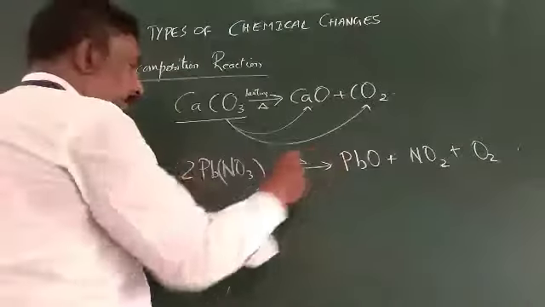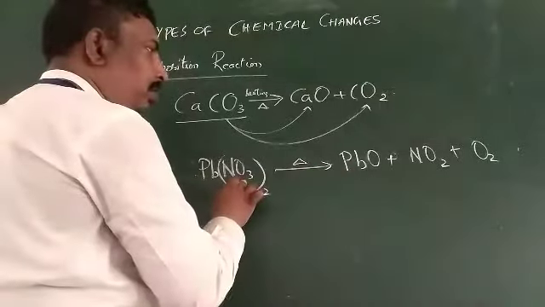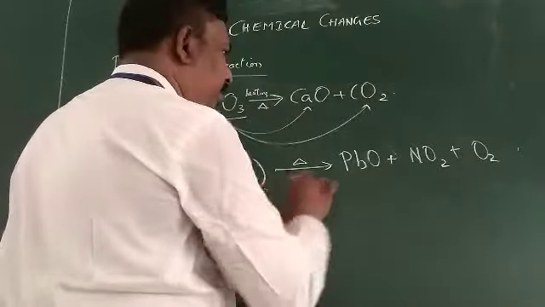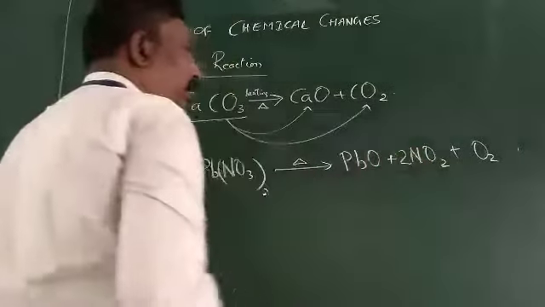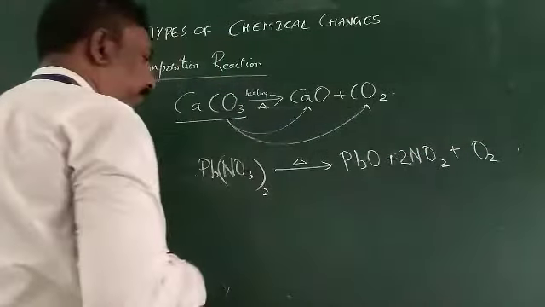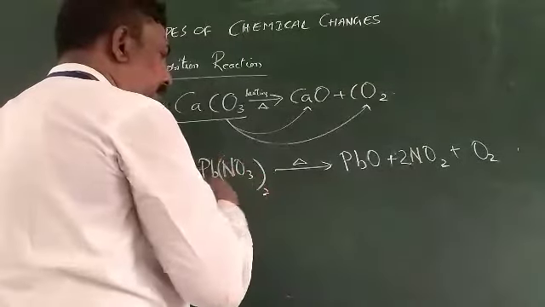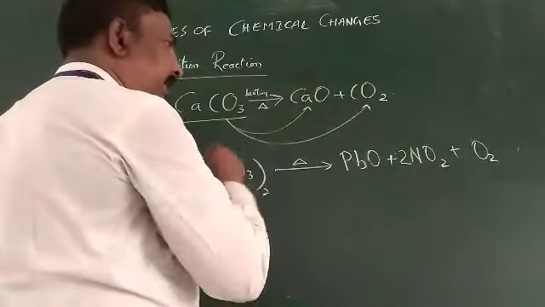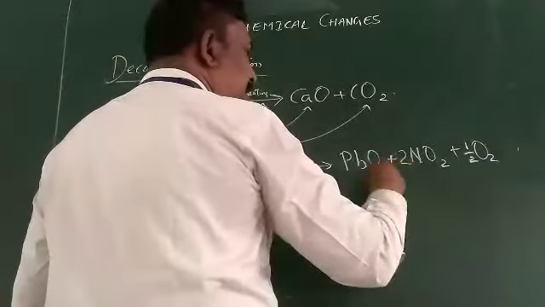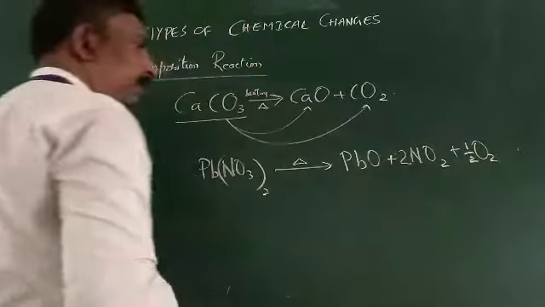So let me balance it. I will check here: lead and lead oxide are balanced. Here 6 oxygens are there, and I see here 2 nitrogens are there. If I put 2 here, then 4, 5, 6, 7 oxygens are coming, and here 6 oxygens are there. Here 2 nitrogens are there. Nitrogen and lead are balanced, but oxygen is 7. So if I make 1 by 2 here, then you see 4 plus 1 plus 1, 6.